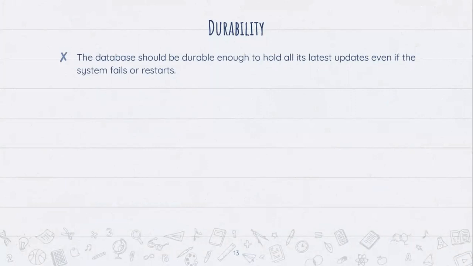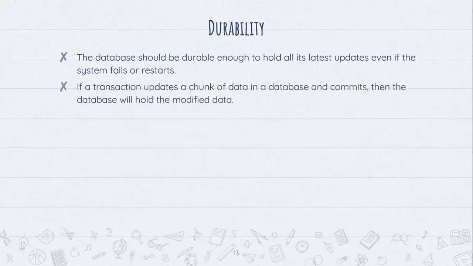Even if the system fails or restarts, or there is a power cut, a system failure cannot affect a database update. The database's durability must be good, and the latest updates must be in it. It is durability, one property of a database transaction. If a transaction updates a chunk of data in a database and commits, then the database will hold the modified data.